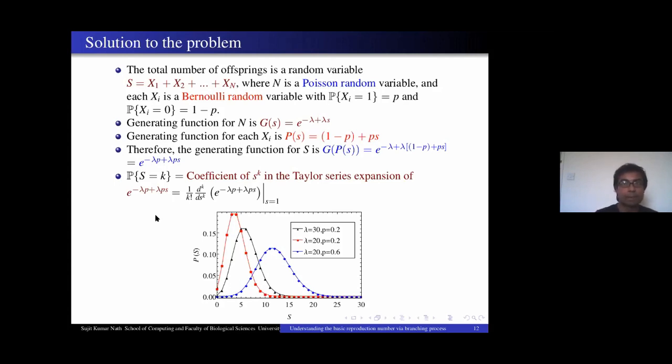Yeah. So this is one example where we can apply the compound generating function for compound distribution. So we can now tell with some probability what will be the number of offsprings of a single plant.